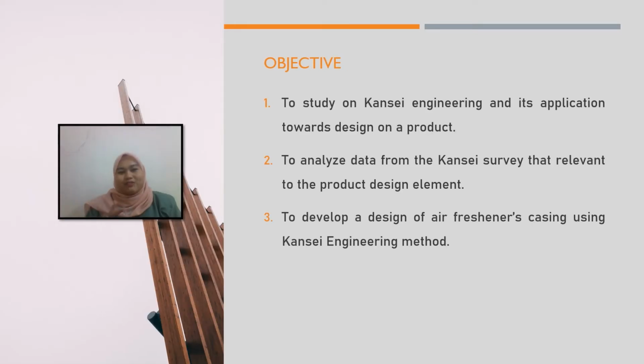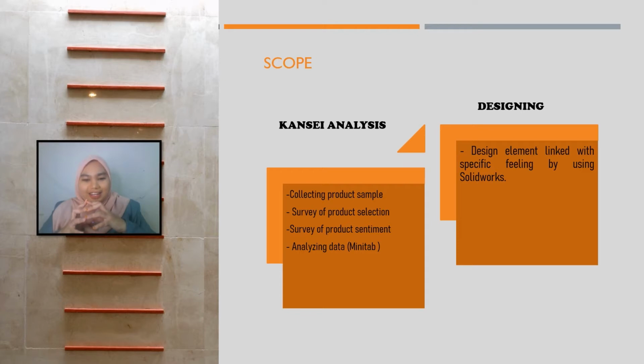I have 3 objectives to be achieved at the end of this project. The first one is to study Kansei Engineering and its application toward design of a product. Second is to analyze the data from the Kansei survey that is relevant to product design elements. The third one is to develop a design of air fresheners casing using the Kansei Engineering method. Okay, now we move to the scope of the project.